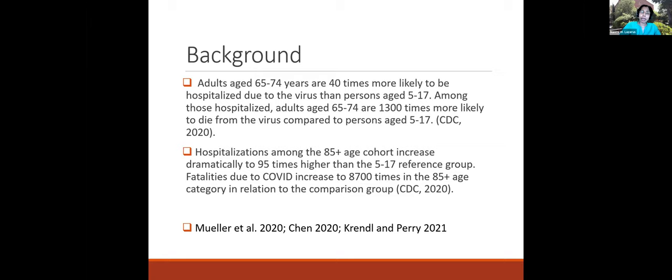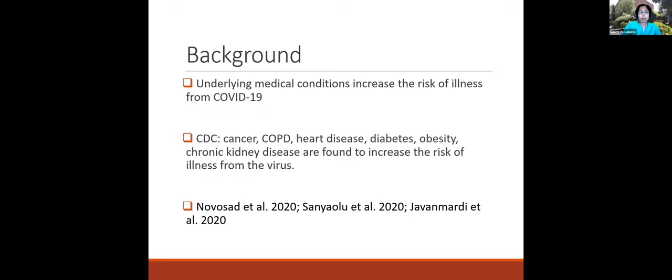Other studies have also highlighted that in addition to the direct impacts from COVID-19, the elderly are also subject to social isolation and mental health issues that can drastically increase their risk of infection and death from COVID-19. Underlying medical conditions increase the risk of illness from COVID-19, and the CDC lists several comorbidities like heart disease, diabetes, obesity, chronic kidney disease that can increase the risk of illness from the virus. International studies have also highlighted this phenomenon, particularly the one by Novosad and others looks at a comparative analysis between people in India and the UK and found that in India, particularly high diabetes prevalence and respiratory illnesses will increase the risk of COVID-19 infection and death compared to other comorbidities that were found in the United Kingdom.